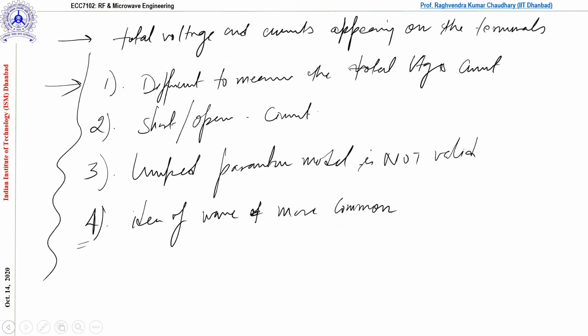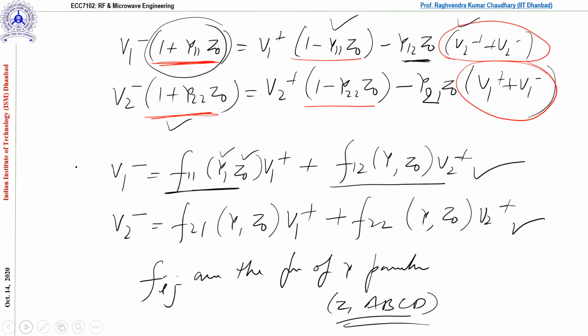Now what we'll do here is try to divide the previous equation by the square root of Z0. Correct?